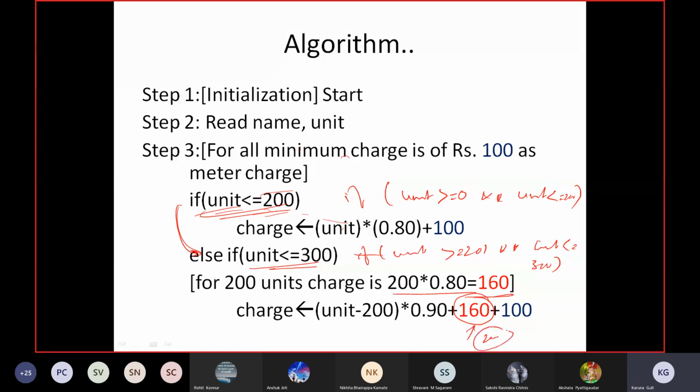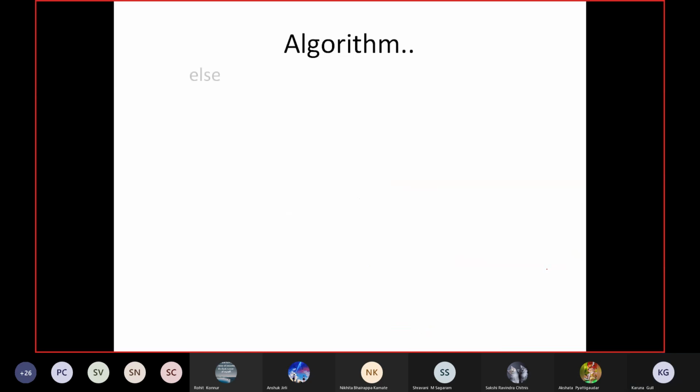This is for first 200 units. So above 200 units, it's 90 paisa. I have to find it out before I multiply that with the 90 paisa. Is this okay? Yes, ma'am. Right, so plus 100 is common. Next, else part of this, it is beyond 300, correct? Yes, ma'am.